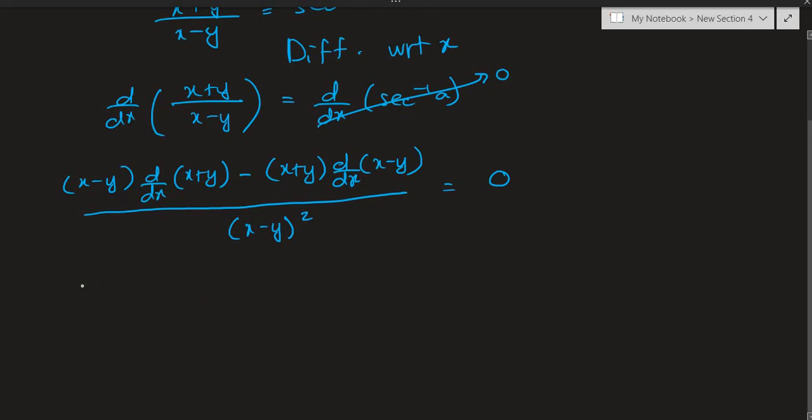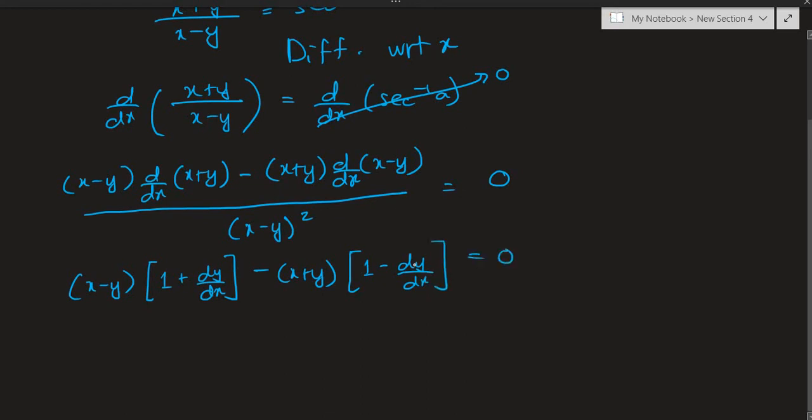So now you can cross multiply the denominator to the right hand side and you can get rid of that. So you now have, only the numerators left, so we have x minus y times, we can differentiate this, derivative of x is 1, derivative of y is dy by dx, minus x plus y, derivative of x is 1, minus derivative of y is dy over dx, being equal to 0. Let's just expand the brackets.